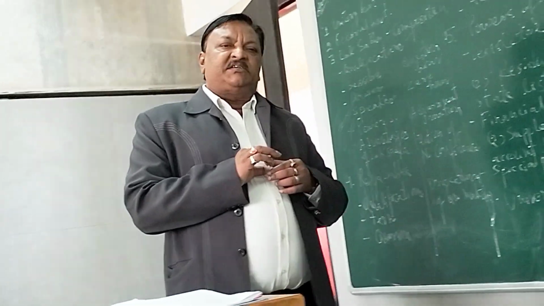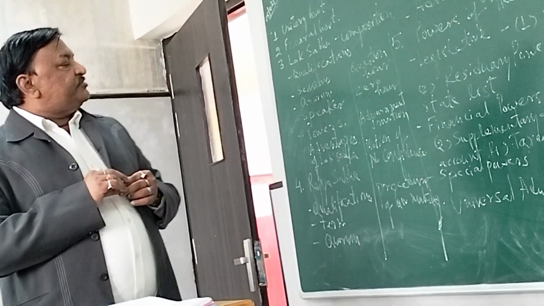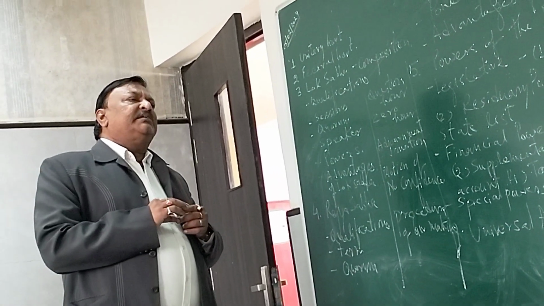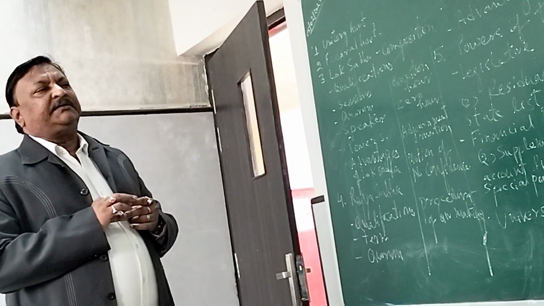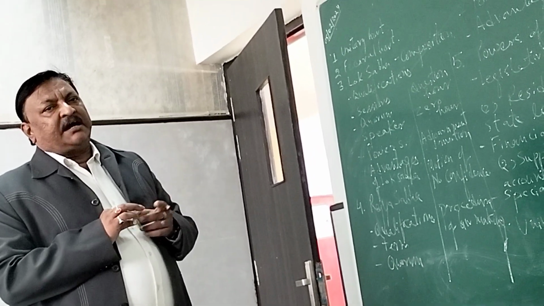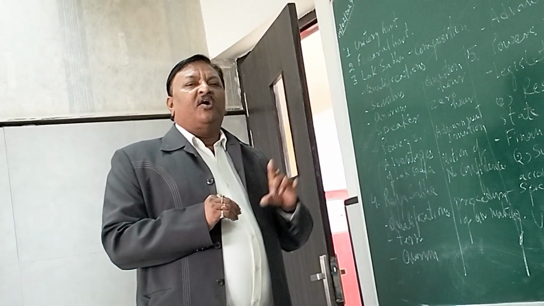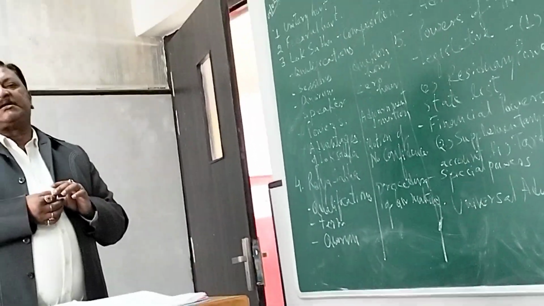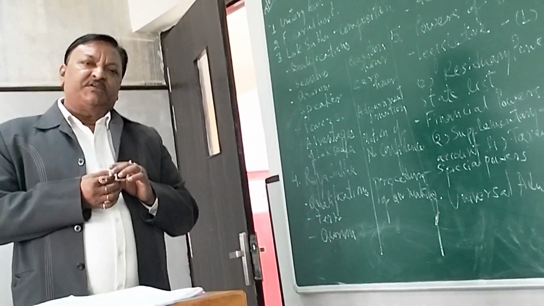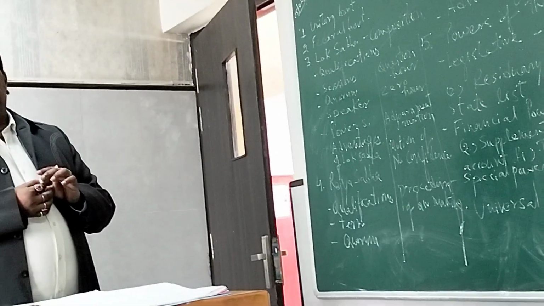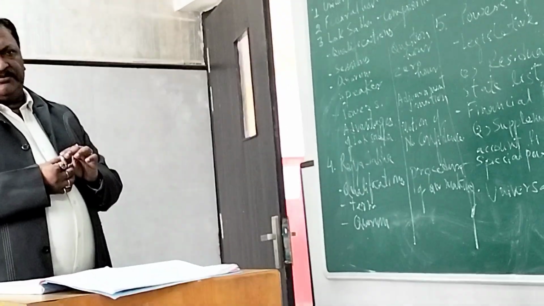One is called the budget session, the second is called the monsoon session, and the third is the winter session. But there is a limit that there should be at least 2 sessions in a year. And what is the condition? The condition is that there should not be a gap of more than 6 months between 2 sessions. So we can say that the minimum number of sessions that the Lok Sabha or the Parliament can have is 2 sessions. There is no upper limit for the number of sessions.